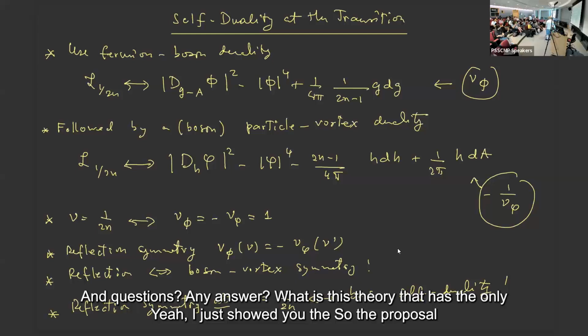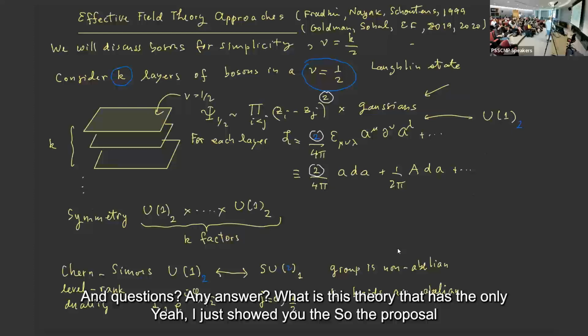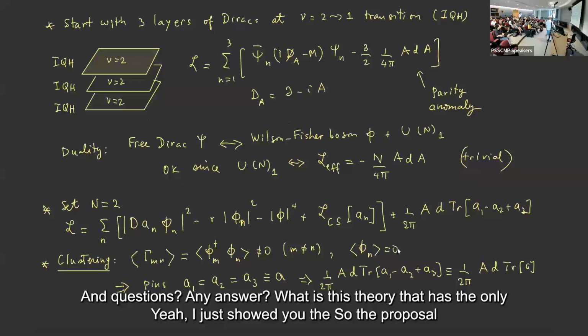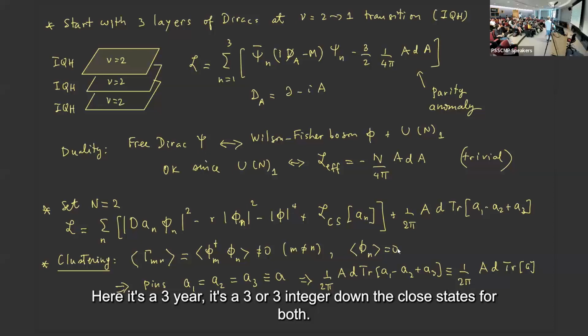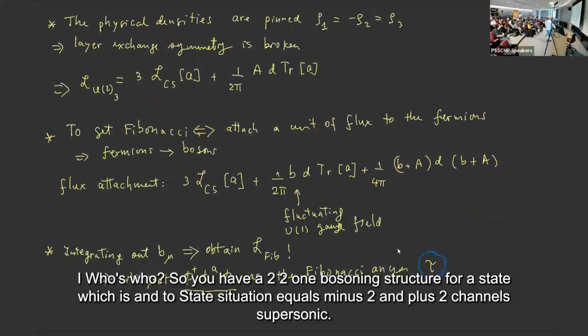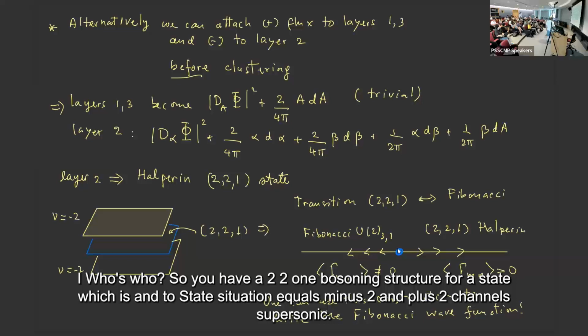What is this theory that has the only anyon being Fibonacci? I just showed you. Okay, so the proposal is three integer quantum Hall states for bosons. Sorry, for fermions here. Here, this is what I want. So you have a 2-2-1 bosonic fractional Hall state, which is a Halperin state, and two states with nu equals minus 2 and plus 2, which are also bosonic.